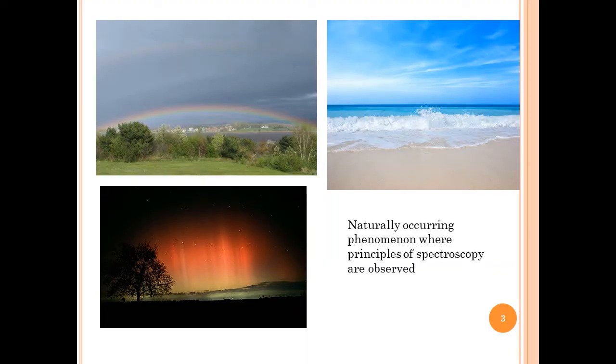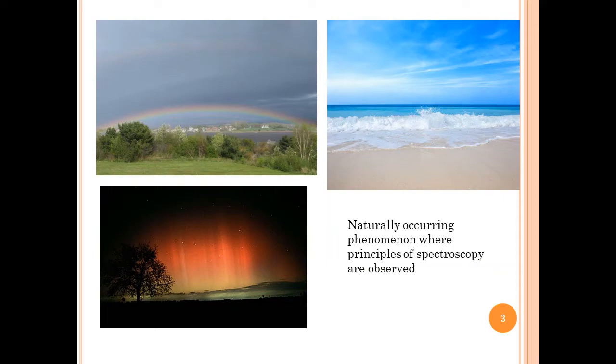These three are naturally occurring spectroscopic phenomena in the world. In the first diagram, we have seen the formation of a rainbow. The second, the appearance of sky and oceans as blue in color. And the third, in most summer evenings, we find the different shaded sky in nature.